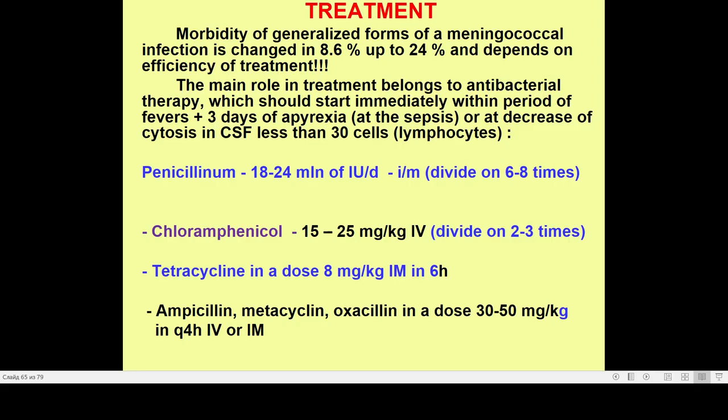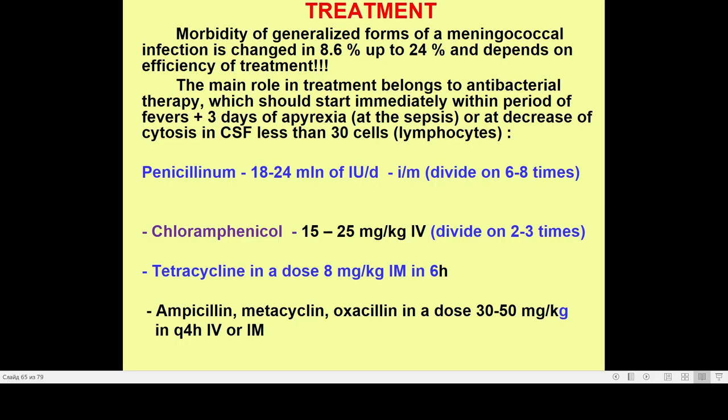Treatment of generalized form consists of etiological therapy. The main role in etiological therapy of meningococcal infection belongs to antibacterial therapy. Antibacterial therapy starts immediately, within the period of fever plus 3 days of apyrexia for meningococcal sepsis, or to the moment of decreasing of cytosis to less than 30 cells in case of meningococcal meningitis.